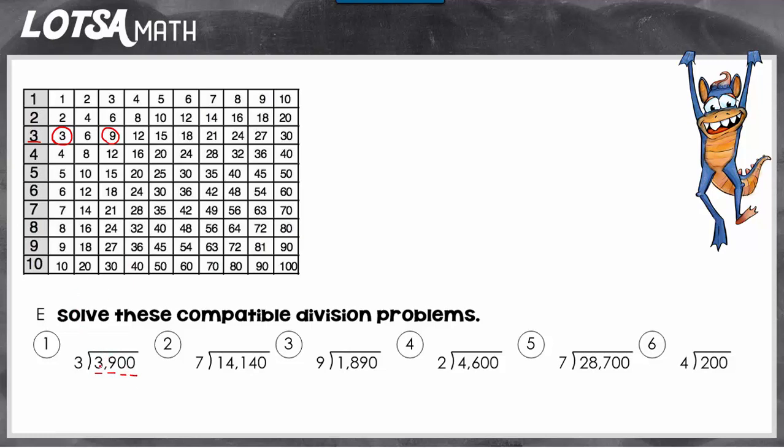So then we're just going to divide each multiple separately. We're going to divide 3 divided by 3, which equals 1. And then we're going to divide 9 divided by 3 equals 3. And then we have 0 divided by 3, which is 0, and 0 divided by 3 again. So our answer is 1,300. Let's look at number 2.